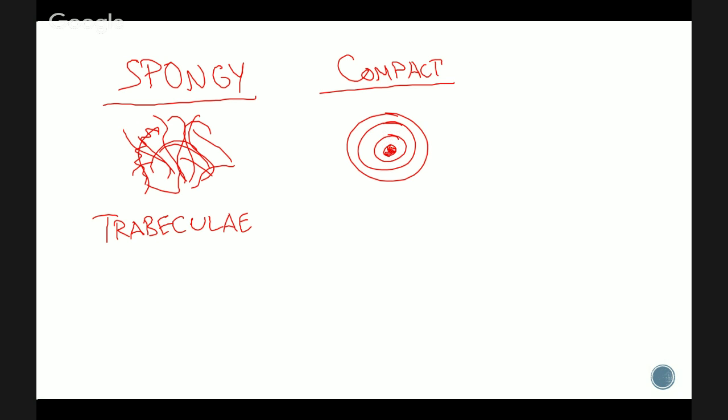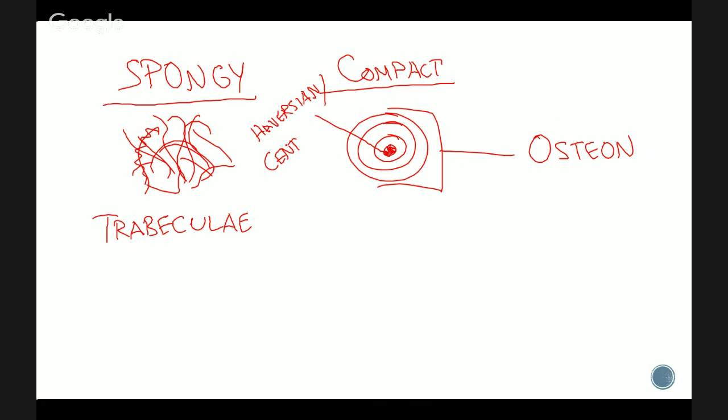Okay. What's the name for this unit right here? Close. Osteon, or Haversian system. And what's this middle thing called? Haversian canal? Or the central canal? Yeah, different types of bone. We have spongy bone, we have compact bone, different types of bone.